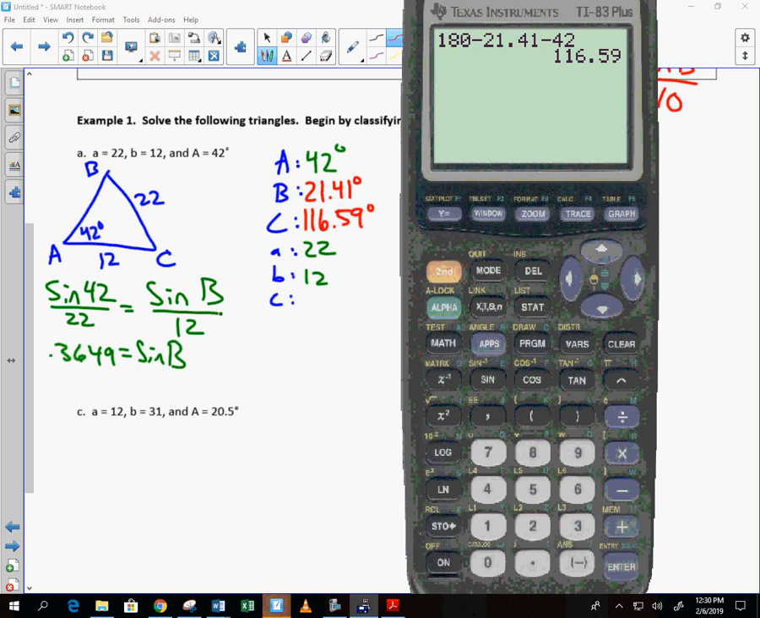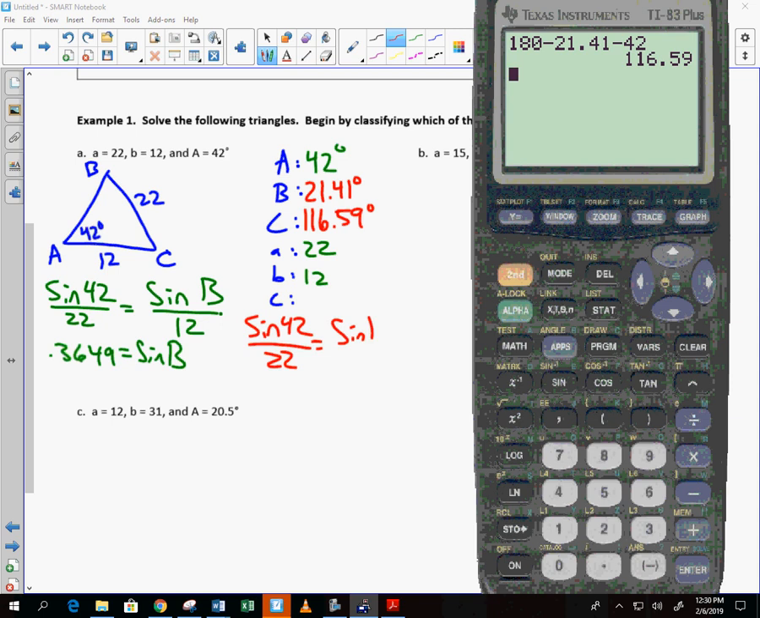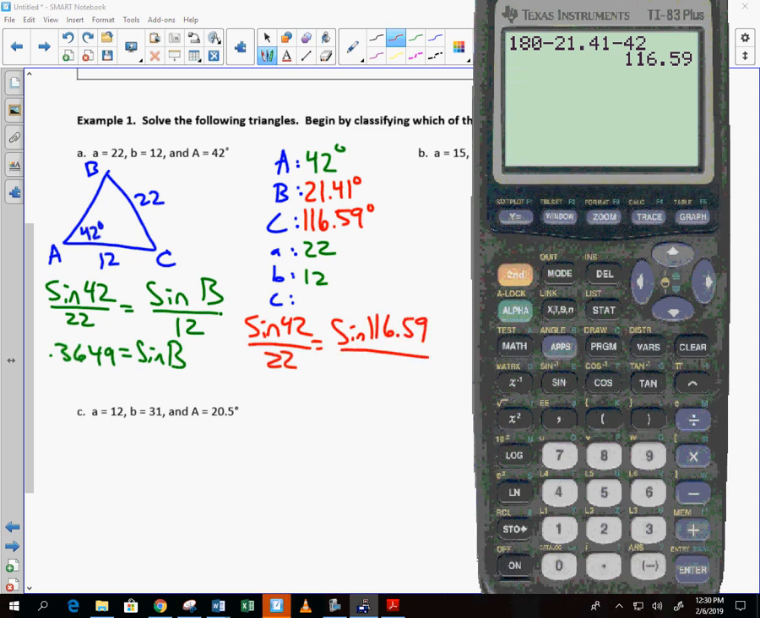Find side C by using the law of sines. Sine of 42 over 22 equals sine of 116.59 over C. Raise your hand if you did at least 3 of your problems from your homework yesterday. Good for you. Hopefully you became quick with your work and you understand how to solve this then quickly. I will multiply 22 and the sine of 116.59. I'll divide by the sine of 42. And done, 29.40.